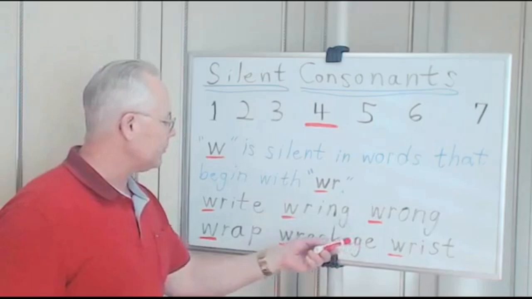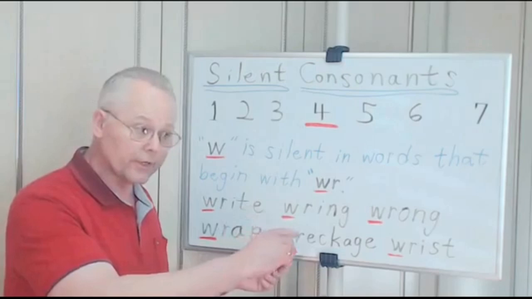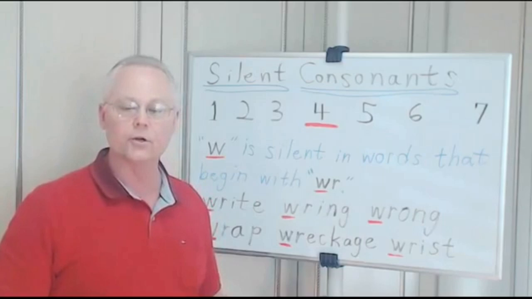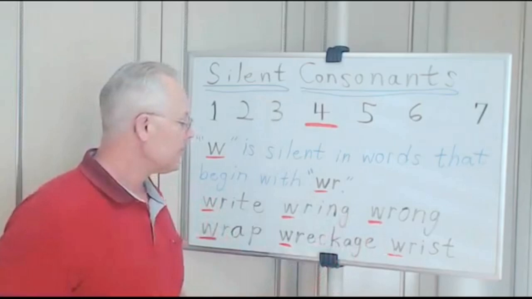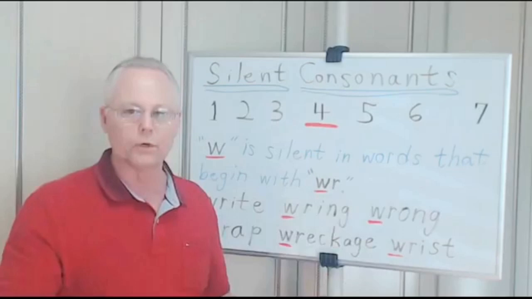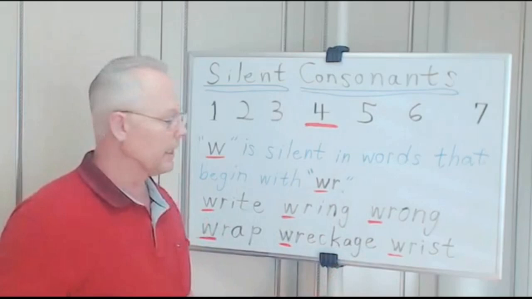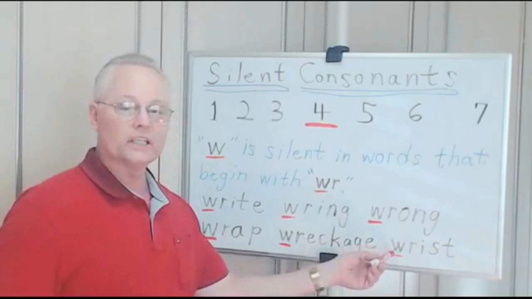Wreckage. Wreckage. Take away the W. No sound. Well, the W is still going to be there, but it's silent. Wreckage. Wreck. Okay, if somebody drives their car, boom, into a tree or hits another car, we might say that they wrecked their car. They wrecked it. The car, it's wreckage. Where's the wreckage after the accident is over? The wreckage, where is it? It's the damaged vehicle. Or it wouldn't have to be a car, it could be buildings after a storm, that sort of thing. Wreckage.